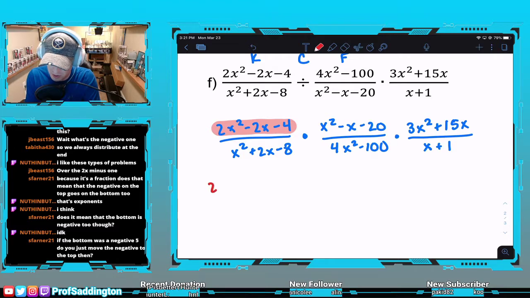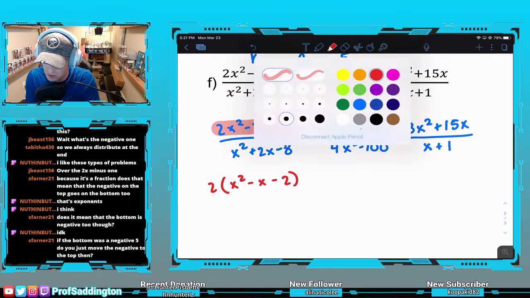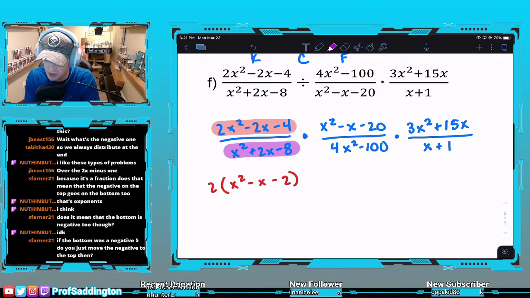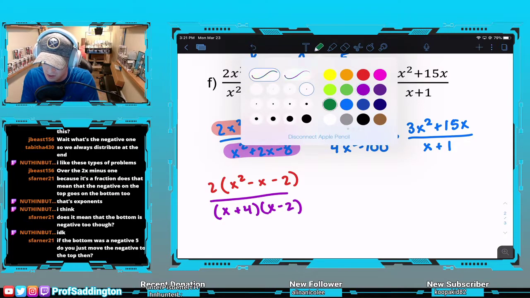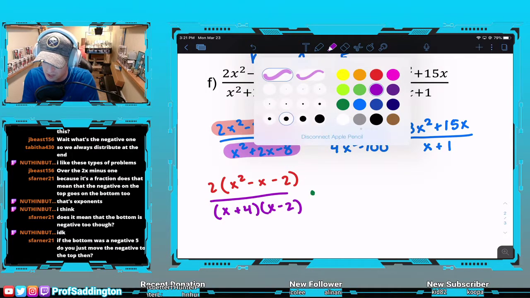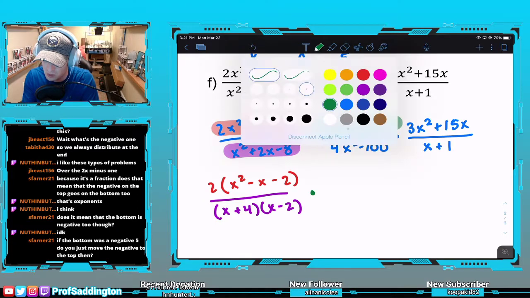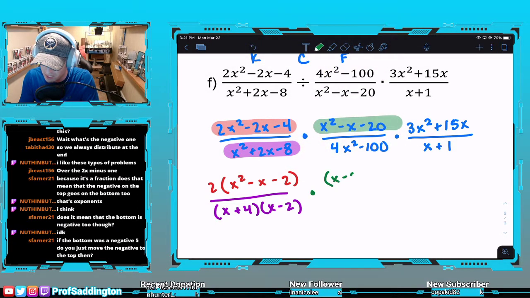So I'm going to pull out the 2, and I'm going to be left with x squared minus x minus 2. Now I'm going to do the next one right underneath it. That is a trinomial, so I could factor that out. And it should be an x plus 4 and an x minus 2. The next one that I'm going to do is this x squared minus x minus 20. So I'm going to have an x minus 5 and an x plus 4.